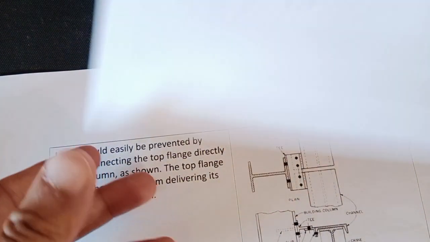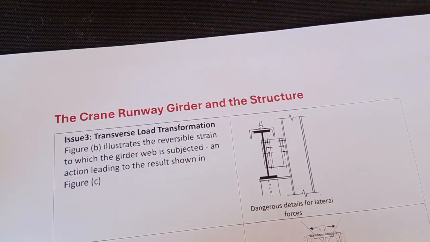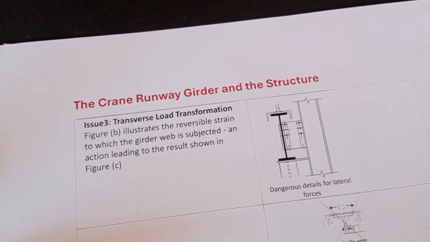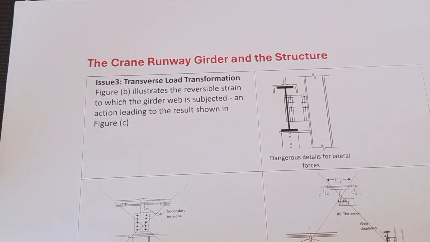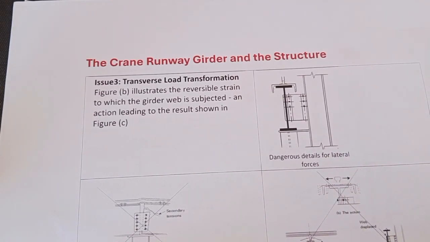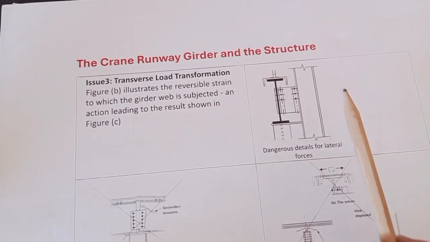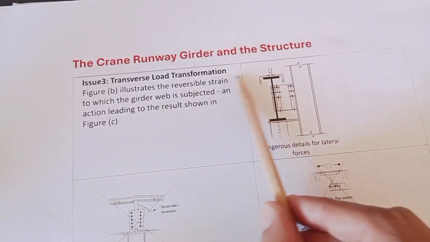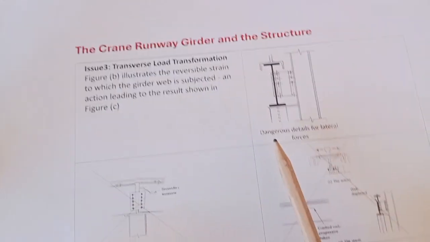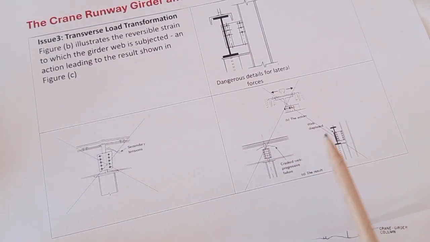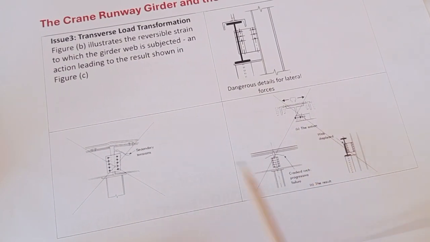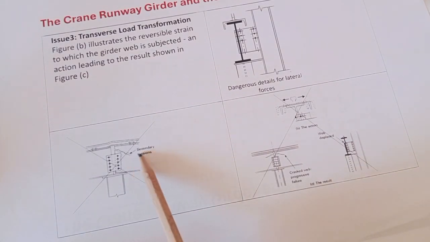And just one more factor we need to consider when we design the crane: we always have some transverse load from the crane, inertia and crabbing forces, coming to this top flange. This load can cause some cracking or damage to the web of the girder.